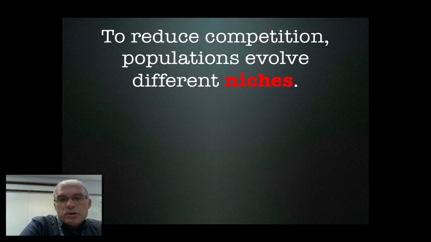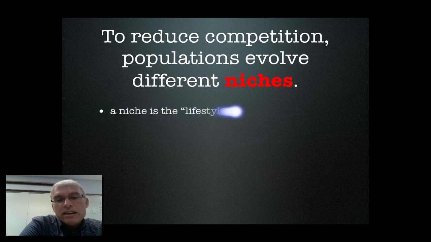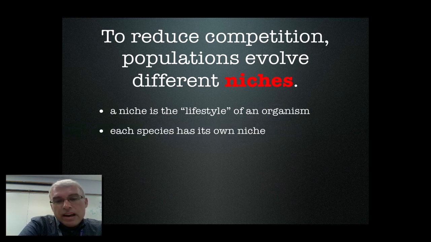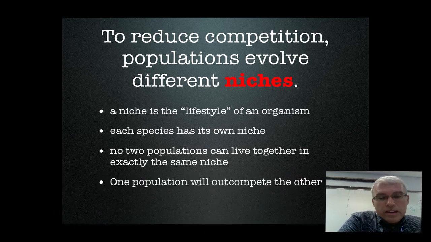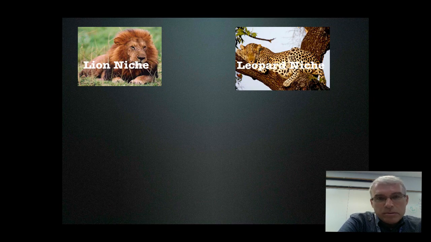Now, competition between different species is going to cause problems. It's damaging to both populations. So evolution causes species to evolve different niches. Now, niches are kind of like lifestyles for an organism. And each species is going to have its own niche. And the theory is that no two populations can live together in exactly the same niche. They have to divide up things in some way that's different. If they don't, one population is going to outcompete the other, and one population is going to go extinct. Let me give you guys an example of this.